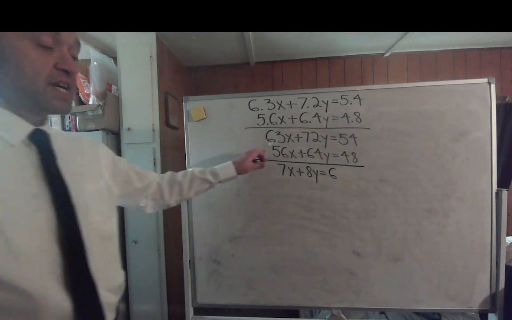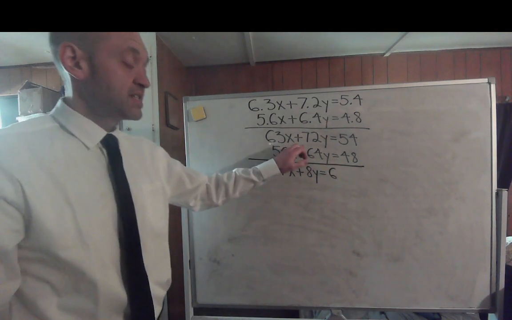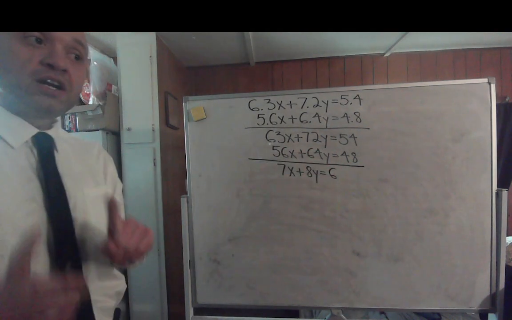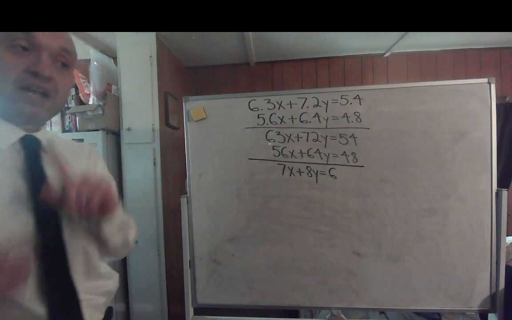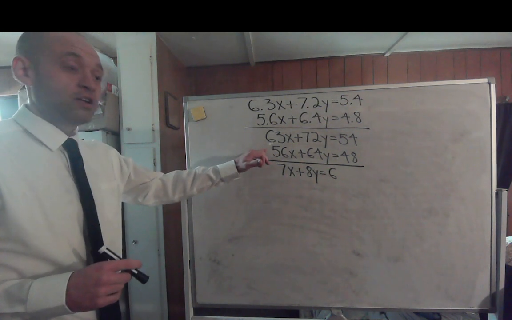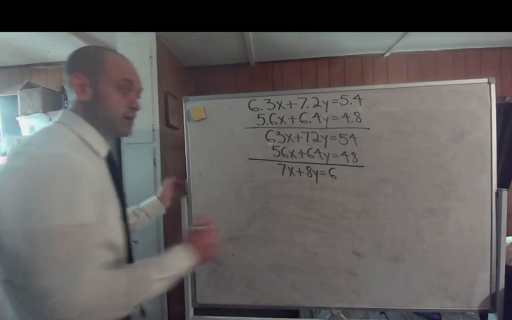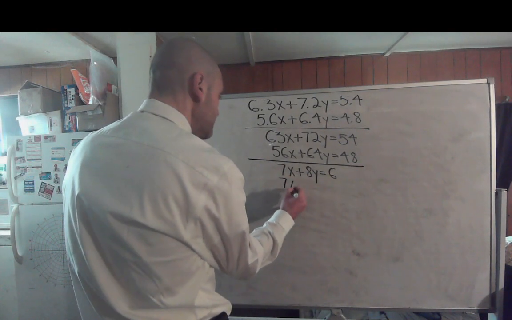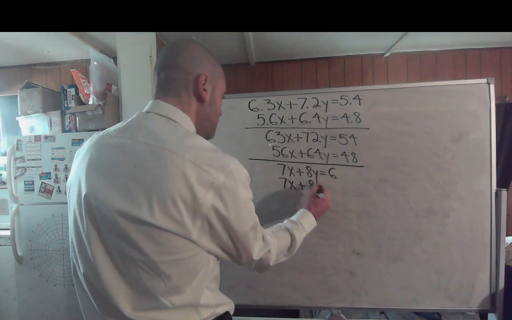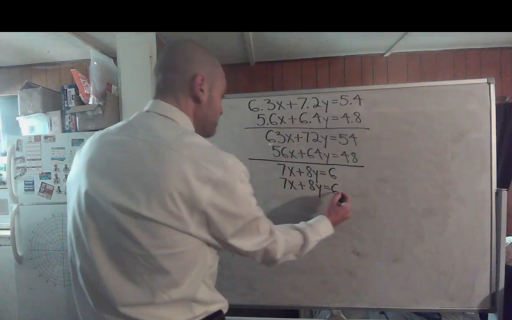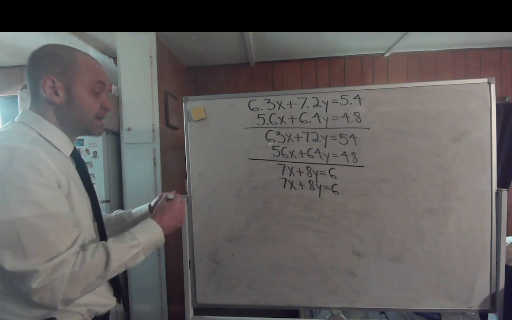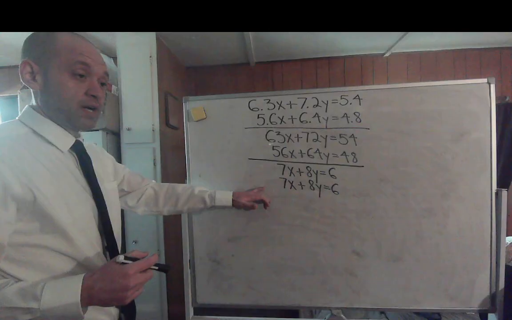Now look at your second equation, 56, 64, and 48. What do they all hold in common? They have a common factor of 8. If you divide all three terms of the second equation by 8, you get 7x plus 8y equals 6. Much better to work with, right?